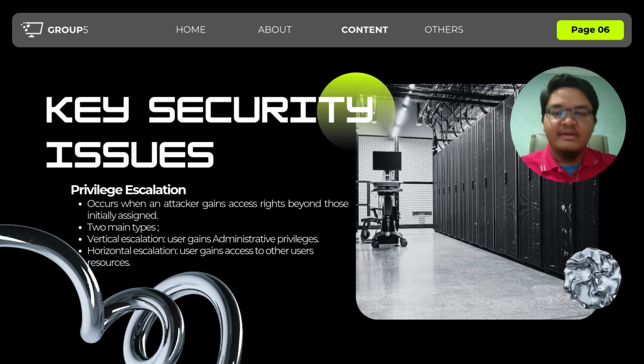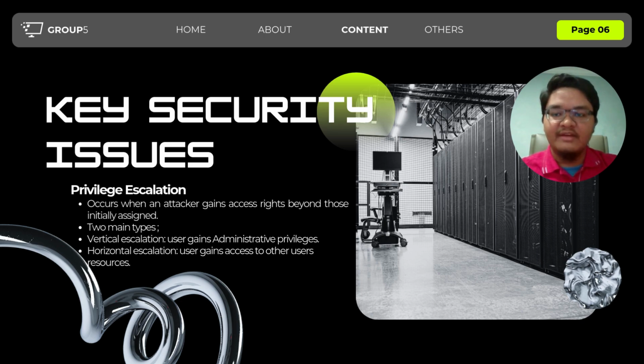Part 3 is key security issues with the Windows operating system. First off is privilege escalation, which is where an attacker gains access rights beyond those originally assigned by the operating system. This attack often exploits vulnerabilities within the Windows kernel, system services, or improperly configured user accounts.